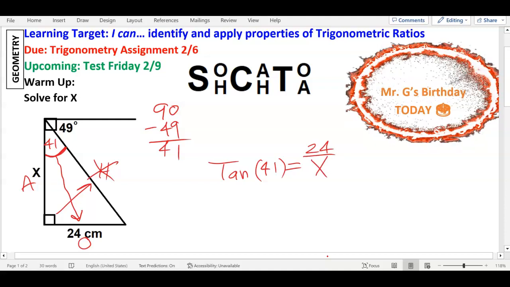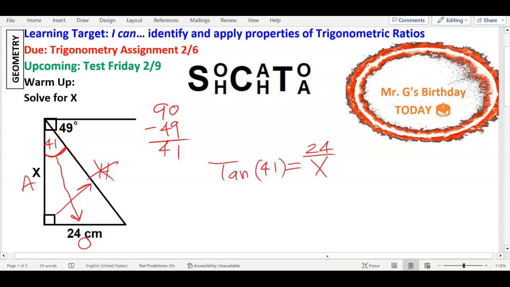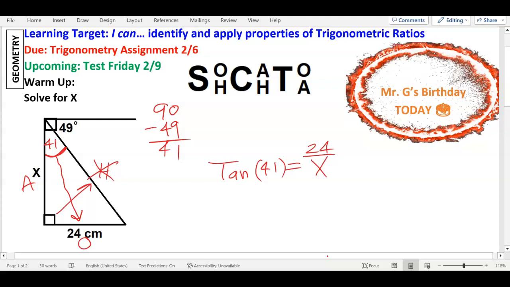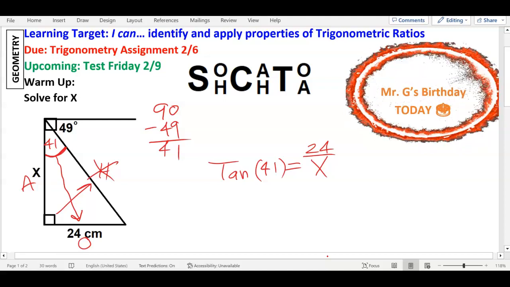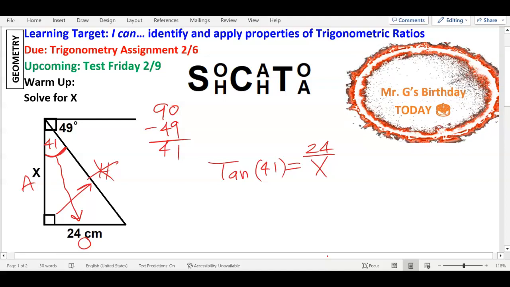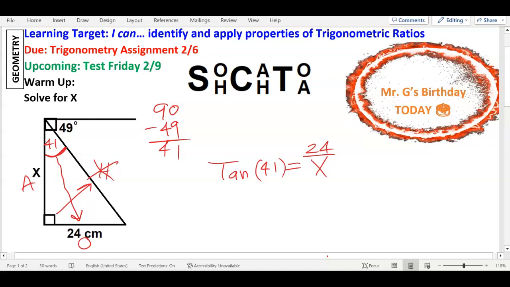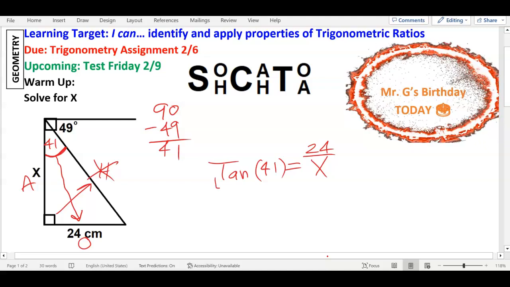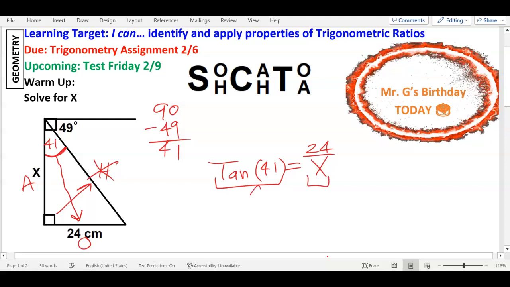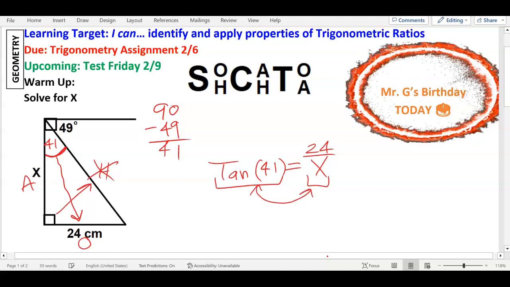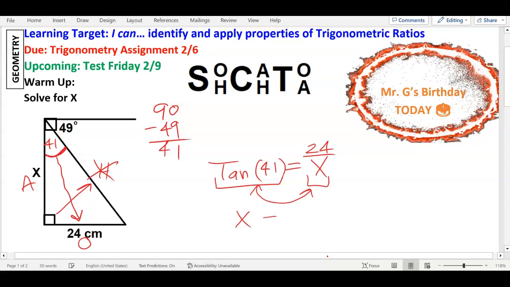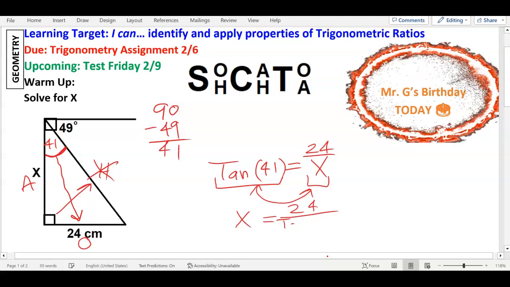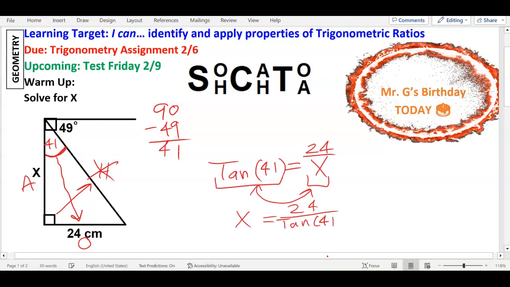Now, I definitely told you how to solve this Friday and yesterday, Monday. How do I solve these when X is on the bottom? What's the trick? We're going to switch the X and the trig on the left-hand side, right? So take the tan 41, take the X, switcheroo, and now X goes to the left, equals 24 stays on top, tan 41's on the bottom now.